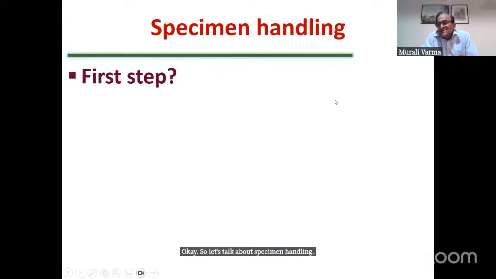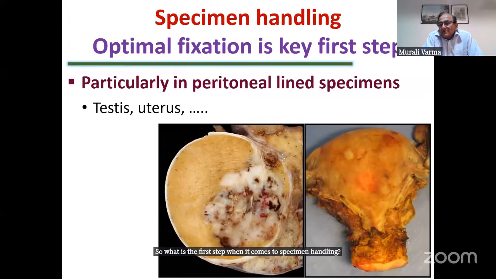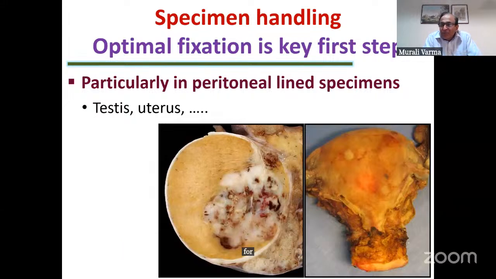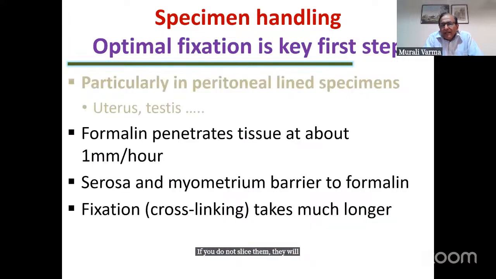So let's talk about specimen handling. What is the first step when it comes to specimen handling? The first step is fixation. It's absolutely key, particularly when you have peritoneum-lined specimens, because the peritoneum forms a barrier to penetration of the formalin. That's specimens like the testis or the uterus. If you do not slice them, they will not fix properly.